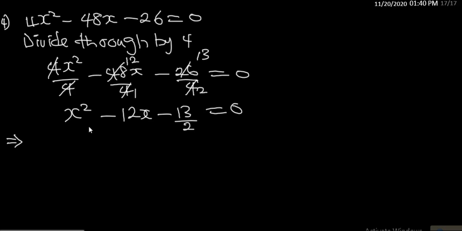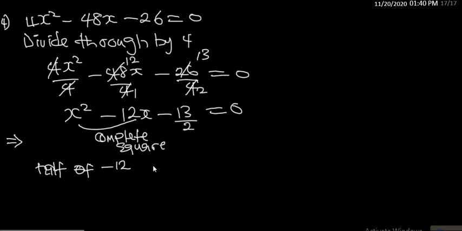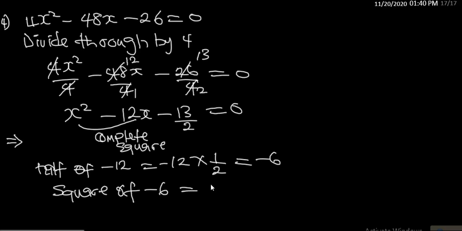So we can now complete the square of this, and you know the steps of completing the square now. So half of the coefficient of x, half of minus 12 equals minus 12 times 1 over 2, which is minus 6. The square of minus 6 equals minus 6 squared. And the next step is to add and subtract the square from x squared minus 12x. And then we solve the equation.